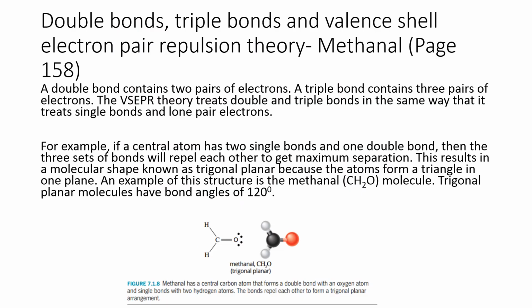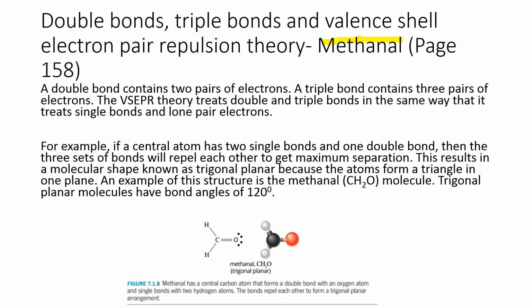Alright, double bonds, triple bonds, and valence shell electron pair repulsion theory. So we talk about VSEPR. We are still on VSEPR theory. This is methanal, CH2O. Alright, so it says here a double bond contains 2 pairs of electrons. A triple bond contains 3 pairs of electrons.